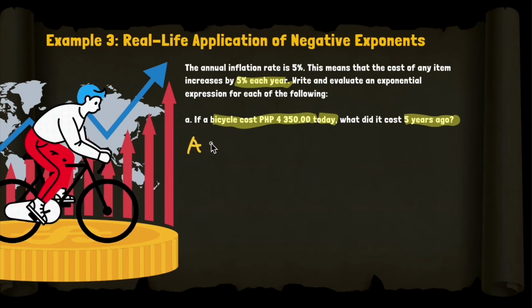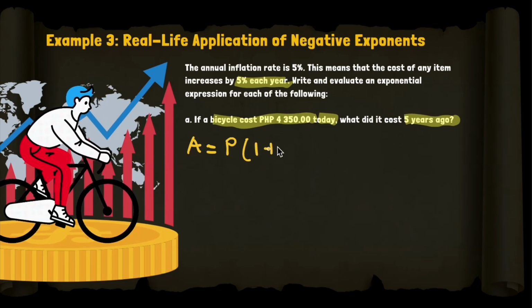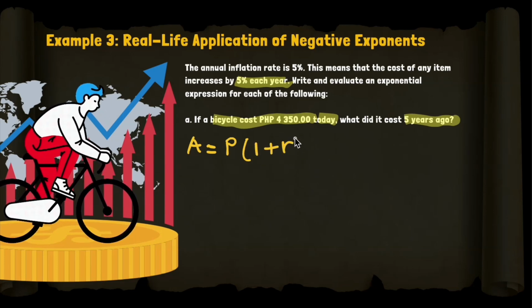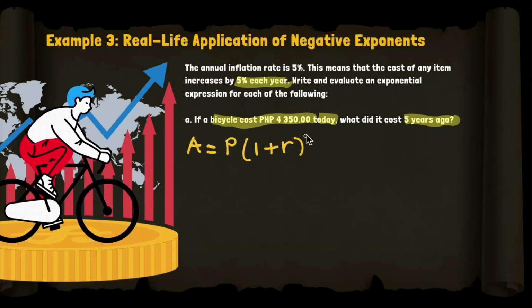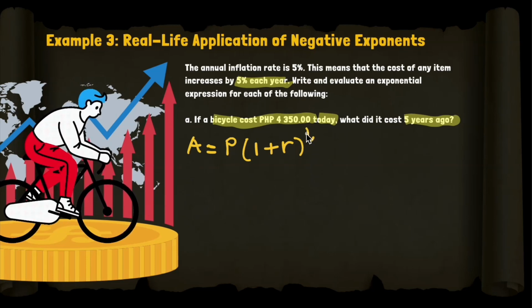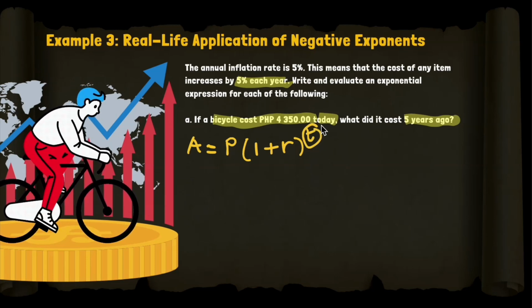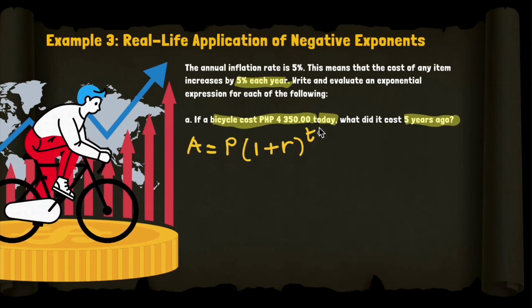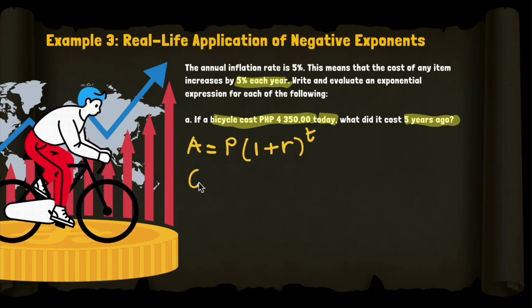Okay, just remember this. This A is the accumulated amount. This P is the principal amount or the starting amount, or whatever its price is now, the present value, times 1, that is a fixed number, plus R, the rate of increase or decrease, or the annual inflation rate, raised to time. There is an exponent which represents the time. Okay? This is what we will use to time travel. Just kidding.